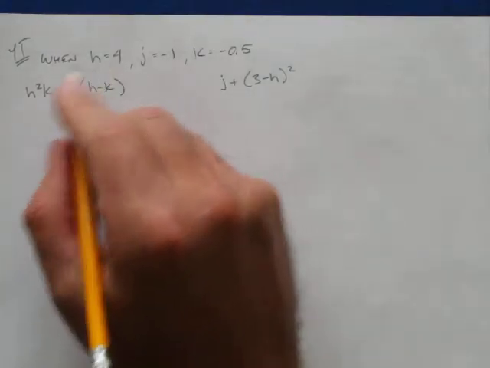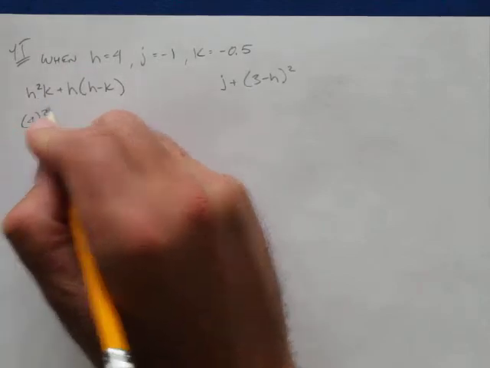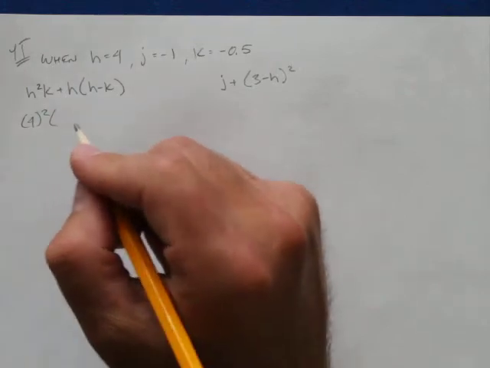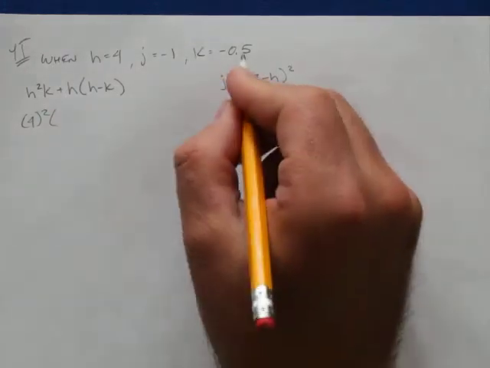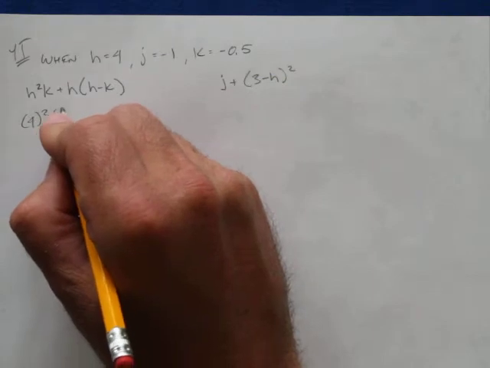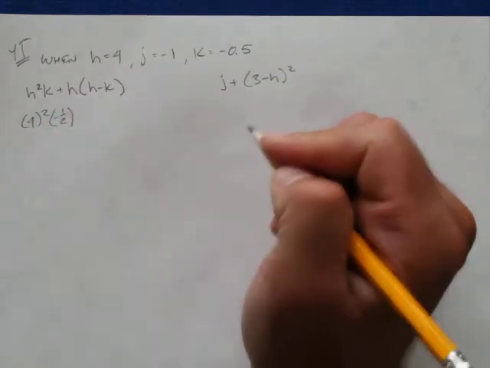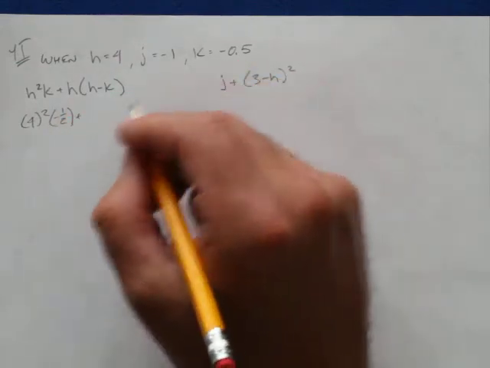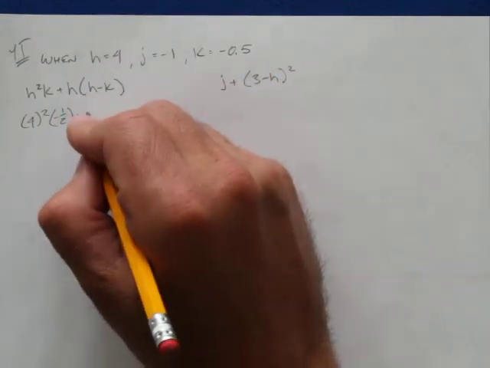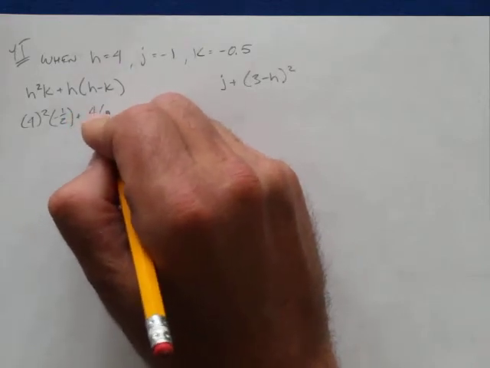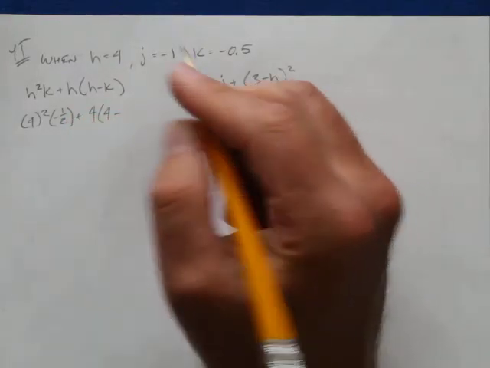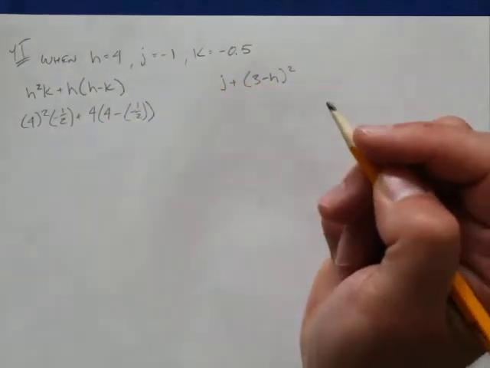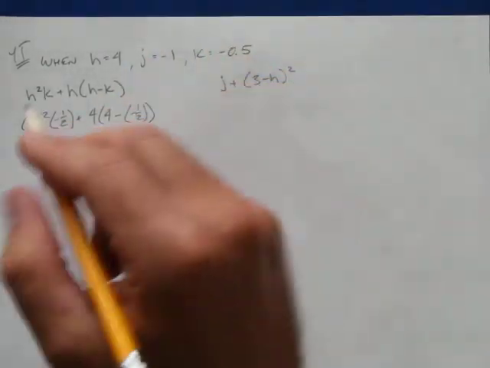Let's plug in 4 for h, and k is -0.5. You know what? I'm going to change that to -1/2. I just feel like doing that. That's okay, right? You can keep it as a decimal if you want to. I prefer the fraction. Here's h again, 4. 4 minus -1/2. Phew, this one's gross. All right, let's do it though.